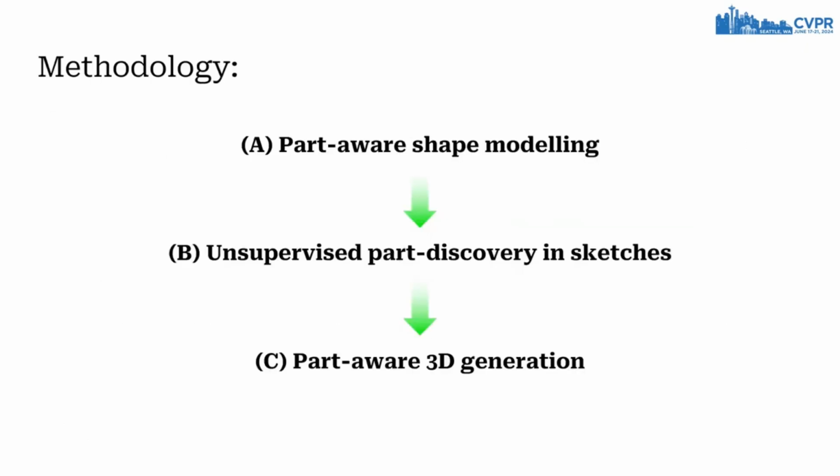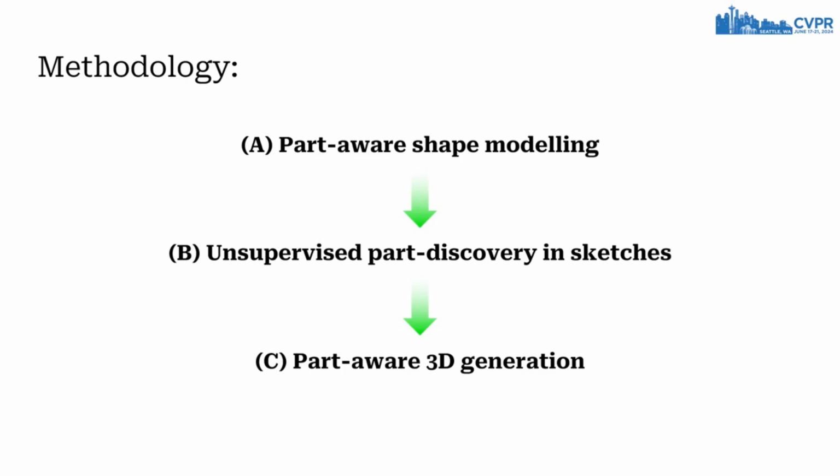As a summary of our methodology, we start with part-aware shape modeling, where we divide a shape into a group of commonly observed parts. Next, we generate sketches corresponding to these shapes and obtain sketch regions that correspond to shape parts. Finally, we use our part disentangled sketch representation along with part disentangled shape representations to generate shapes from input sketches.